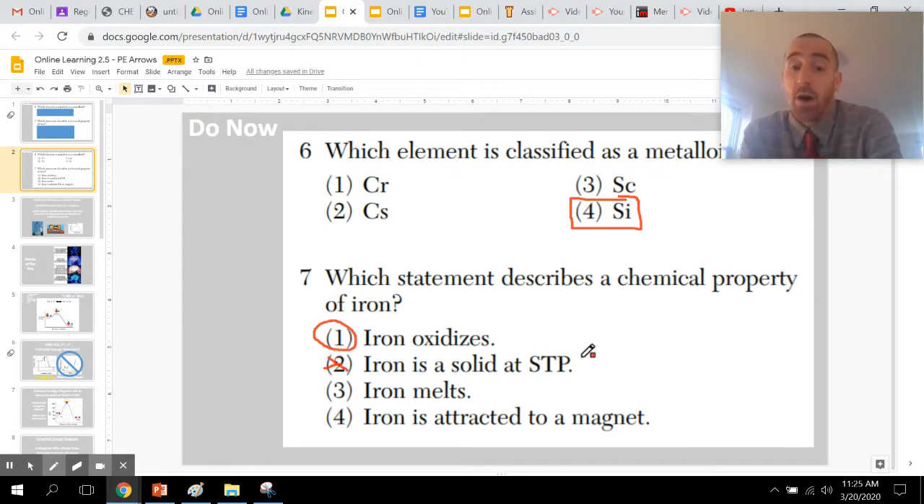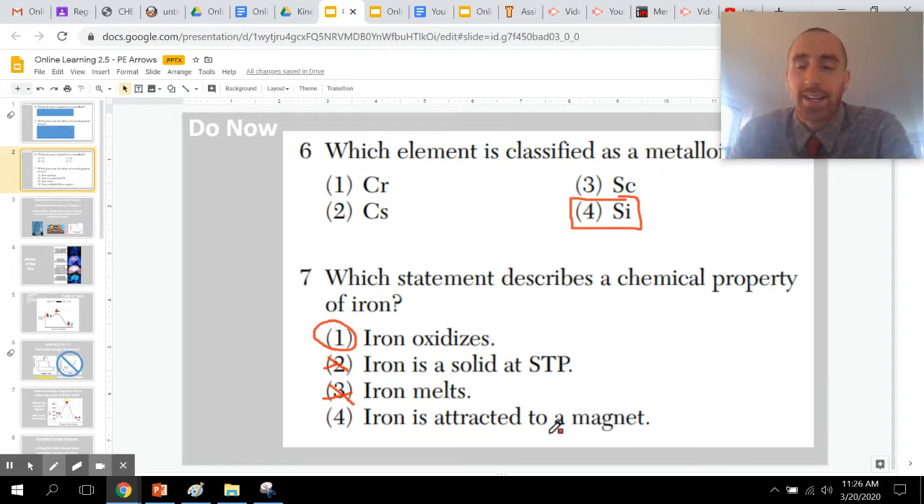Iron melts. It can melt. It would have to be very, very hot, but iron can go from a solid to a liquid. That's a phase change. Phase is spelled P-H-A-S-E, phase change. And I always remember that phase changes are physical changes. You are not deciding how iron forms a bond with another element. Melting is a phase change, and all phase changes are physical changes. So that's not a chemical change or a chemical property.